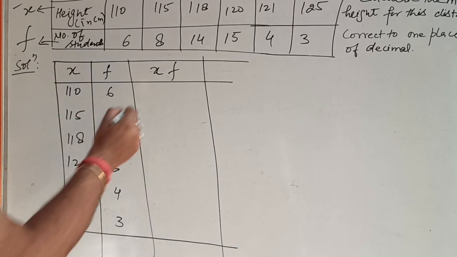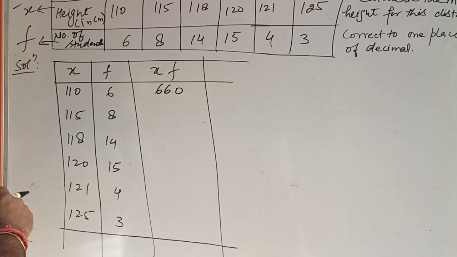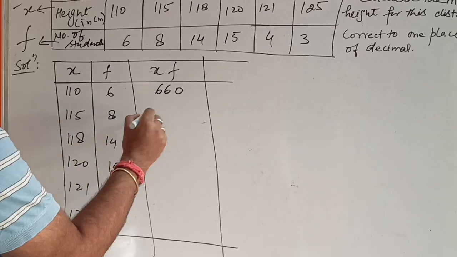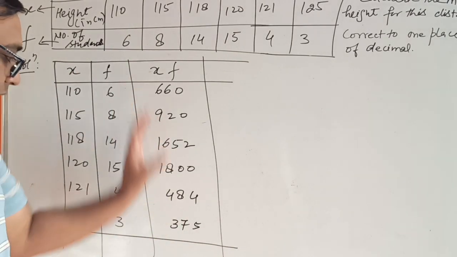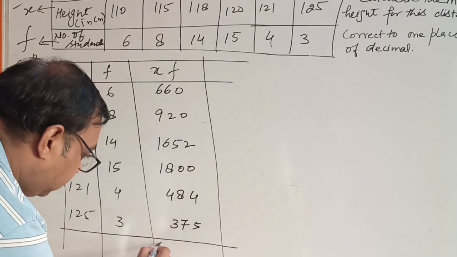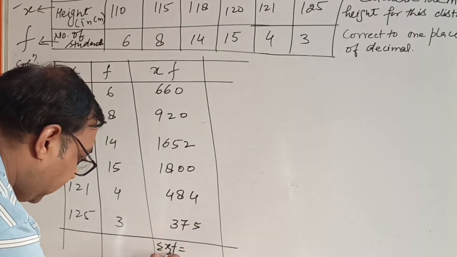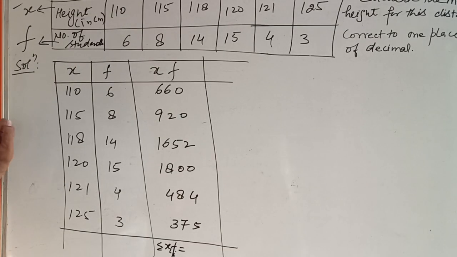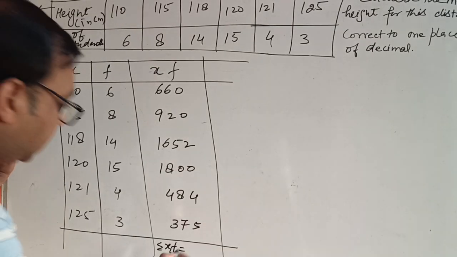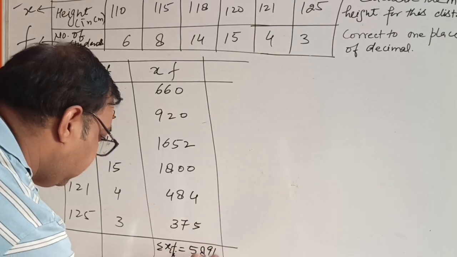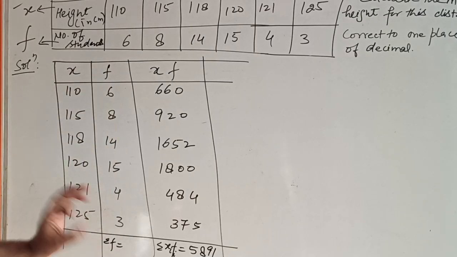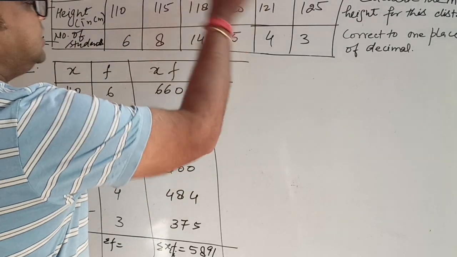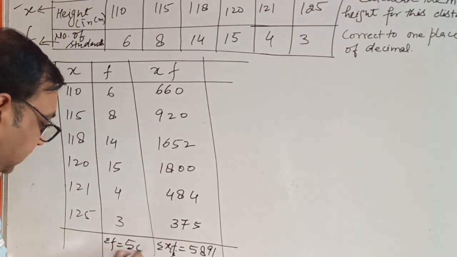110 multiplied by 6 is equal to 660. 115 multiplied by 8 is 920. 118 into 14, and in this manner, when we multiply, we get this data. So from there, this is sigma xi fi, or simply xf, which is around 5891 as calculated. And sigma f, no need to add these. It is given that this is the data of 50 students, so sigma f is 50.